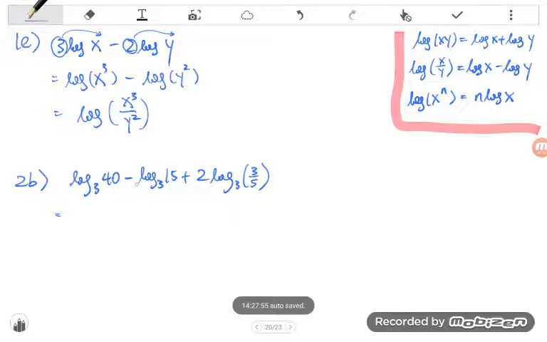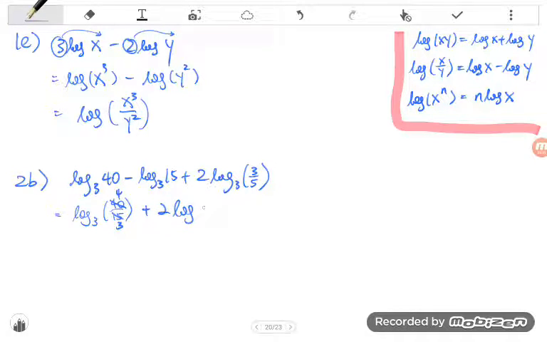So log 40 to the base of 3 minus log 15 to the base of 3, I could have 40 over 15. And 40 over 15, I can simplify to get 4 over 3, plus 2 log 3 over 5 to the base of 3. I'm using this property right here, this one. Alright, so let's clean this up a little bit.